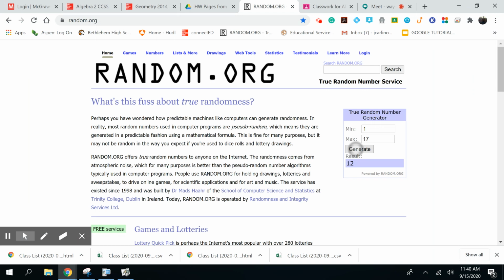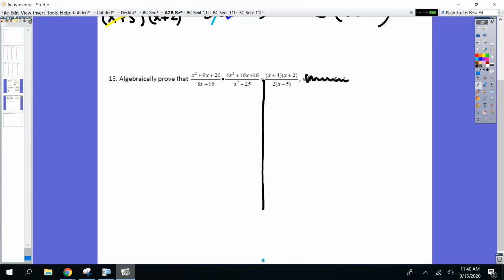What do you want to factor? Hi, Isaiah. First timer today. We can factor the 8x plus 16. Yeah, we can. What do you want to do that? We can do 8 and then x plus 2. Nice work.